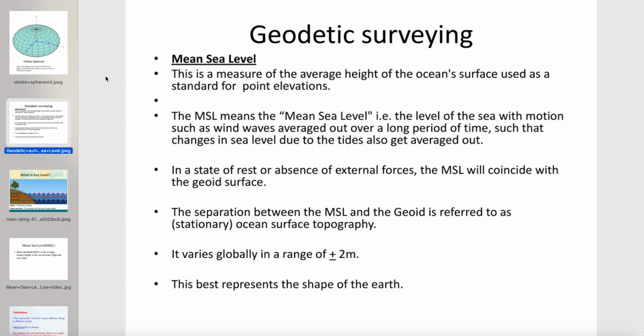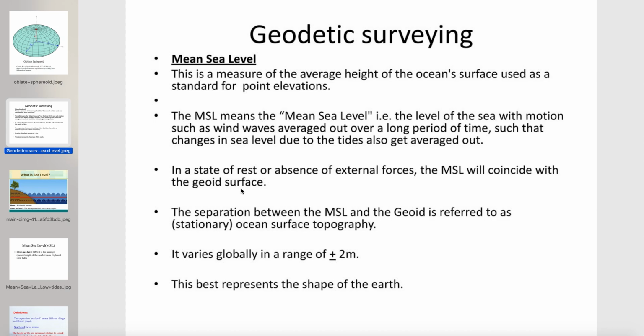Geodetic surveying, mean sea level. This is a measure of the average height of the ocean surface used as a standard for point elevations. So they basically use mean sea level for elevations. All elevations are taken off of mean sea level. The MSL means the mean sea level, i.e., the level of the sea with motion such as wind waves averaged out over a long period of time, such that changes in sea level due to the tides also get averaged out. In a state of rest or absence of external forces, the MSL will coincide with the geoid surface.